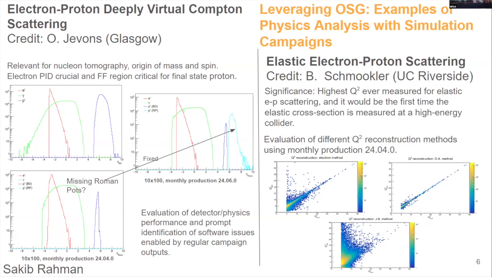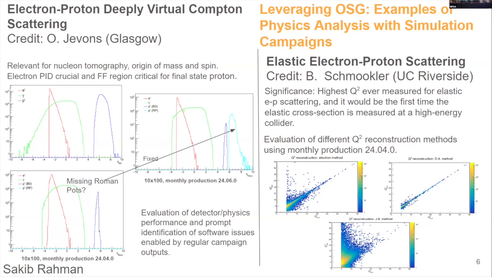Same with here, I put another example. This is looking at elastic electron-proton scattering. The EIC will be the place with the highest Q-squared measurement for elastic ep scattering, and it's the first time it's being measured at a high energy collider. You can evaluate different reconstruction methods within the same campaign. If you have multiple different algorithms, we can evaluate them all within the same campaign, and you can see the three different plots following three different methods. So it's really helping us do our physics analysis and also iron out the bugs in our software, basically.